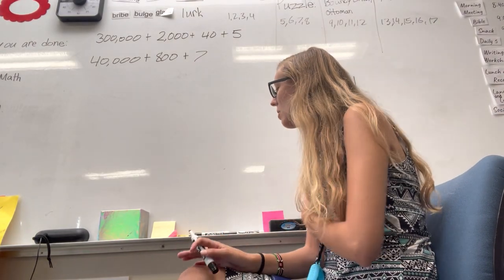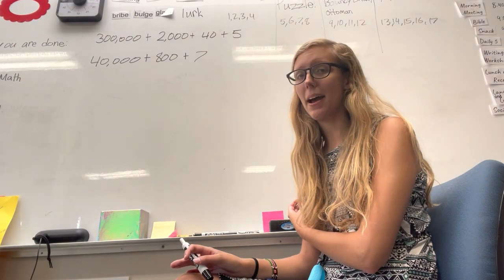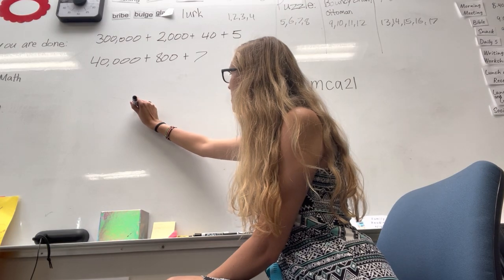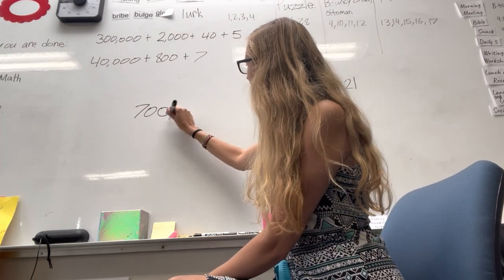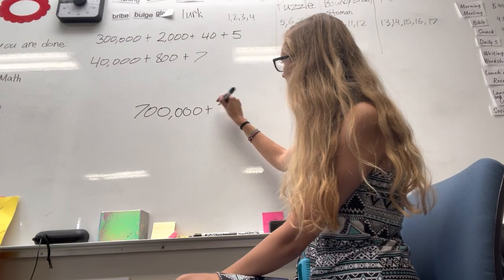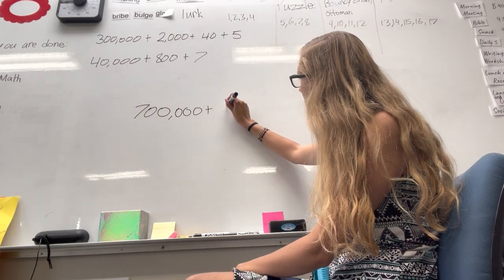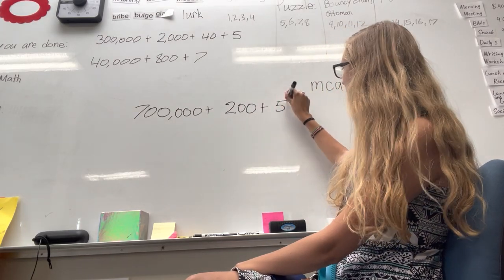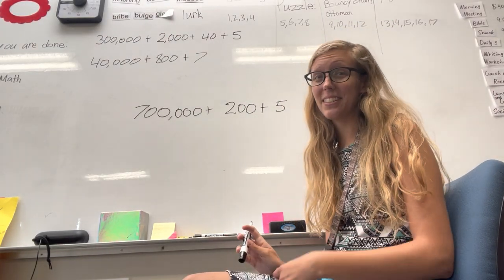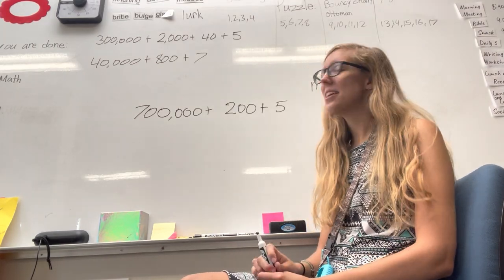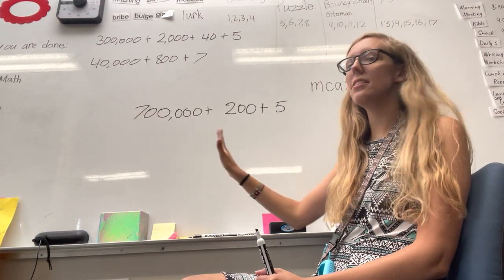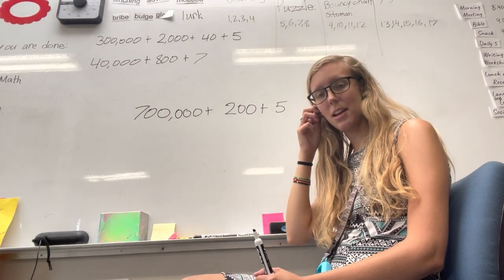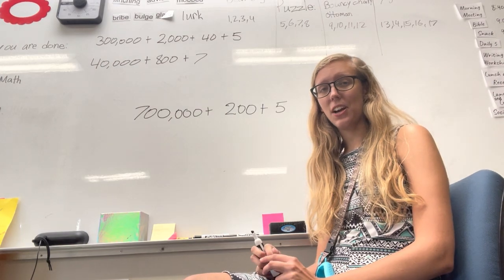Let's try one last one together, and I want you to try to write this number by yourself. All right, we have 700,000 plus 200 plus 5. Whoa, this one's a little bit tricky, but you can do it. Start in the ones place and write a digit in each place value all the way up to the 100,000s place. If you need to pause it to figure it out, go ahead and do that.